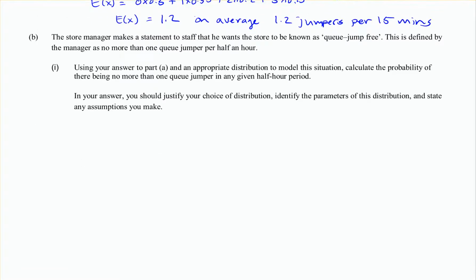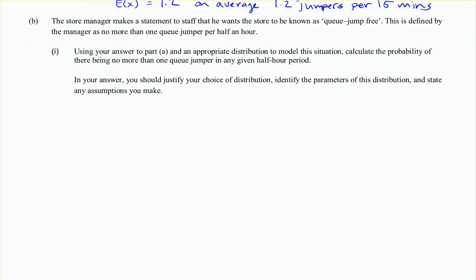The store manager makes a statement to the staff that he wants the store to be known as queue jump free, defined by no more than 1 queue jumper per half an hour. So I want to watch that. This 1.2 was every 15 minutes, so I need to watch out for the fact that I'm looking for half an hour. So using what I know, the 1.2 jumpers per 15 minutes, I need to pick an appropriate distribution model. So I'm going to pause this and write this stuff so you don't have to watch me writing.